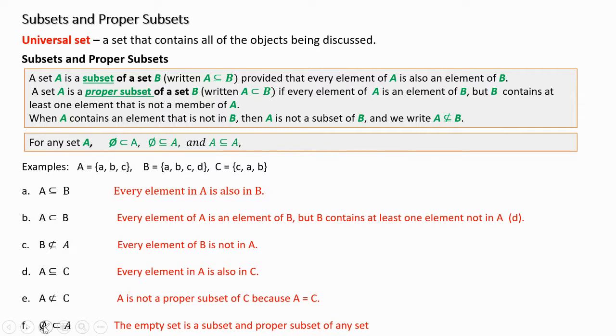Now, the empty set is a proper subset of A. The empty set is a subset and proper subset of any set. You see, going back to the definition here.